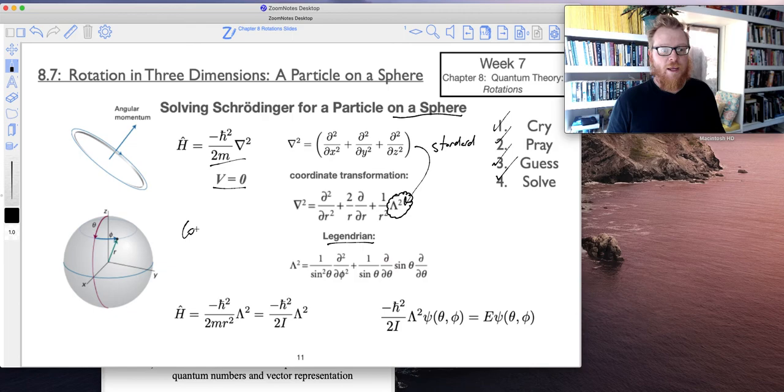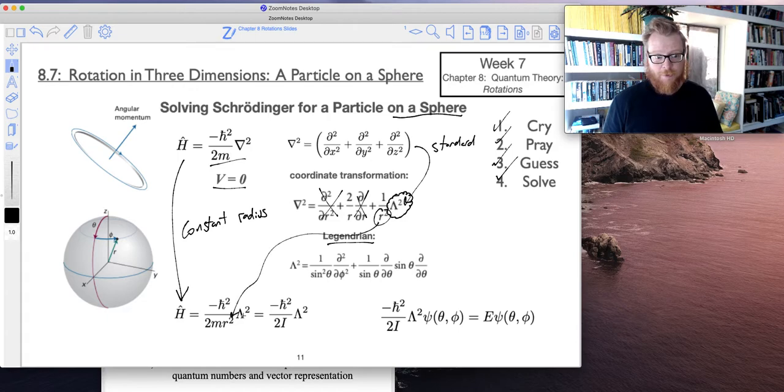Well, yes. We remember that we have a constant radius, right? So that means all of these terms involving derivatives in r can go away. And now what we get is our del squared is going to be 1 over r squared times the Legendrian squared. And so now our kinetic energy operator becomes negative h bar squared divided by 2m r squared, that comes from right there, okay, times the Legendrian squared, and that all becomes negative h bar squared divided by 2I times the Legendrian, okay? And so this seems fairly innocent, right?